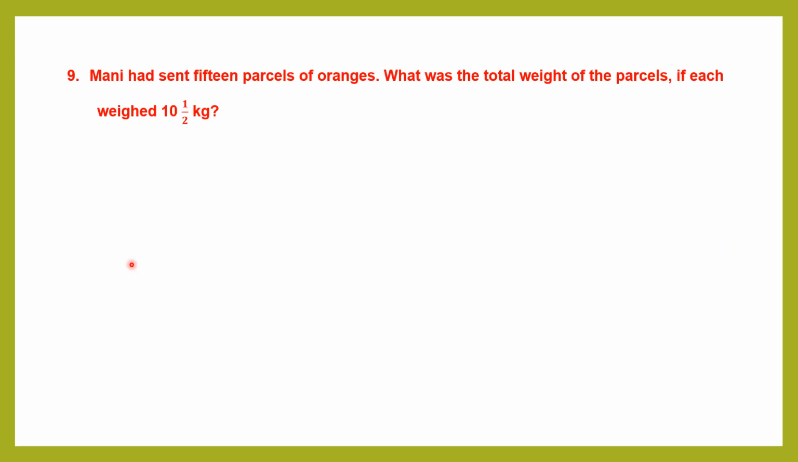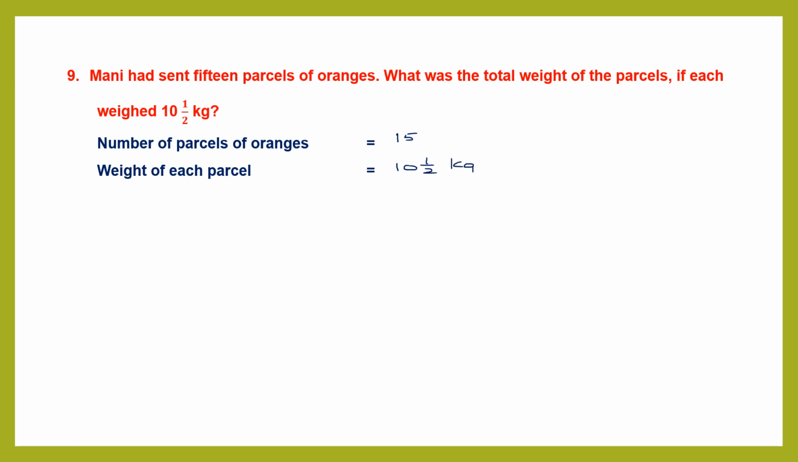Next question, question 9. Mani had sent 15 parcels of oranges. What was the total weight of the parcels if each weighed 10.5 kgs? Okay, so let's write what's given to us. Totally, how many parcels did Mani send? 15. So number of parcels were 15 and the weight of each parcel is given to us as 10.5 kg. 10.5 kg is the weight of each parcel and 15 parcels were sent.